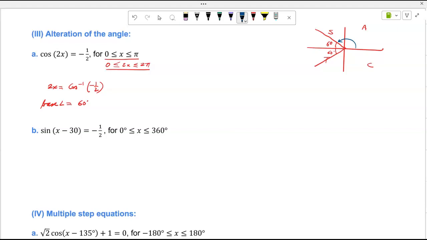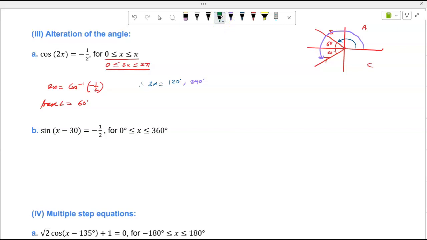This angle is 2x. Therefore 2x is equal to, how much is this? What is the first angle? 120? Yeah, correct. 90 plus 30. Next, start from here to here. So you go 180 plus 60. 180 plus 60, that's how much? 240.